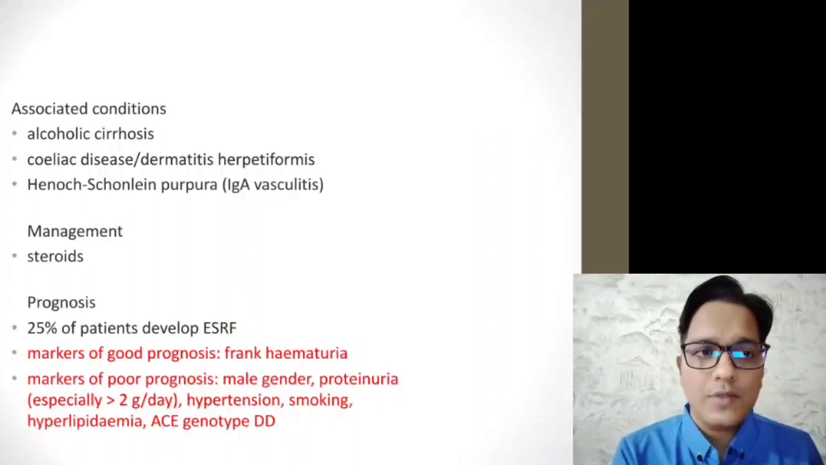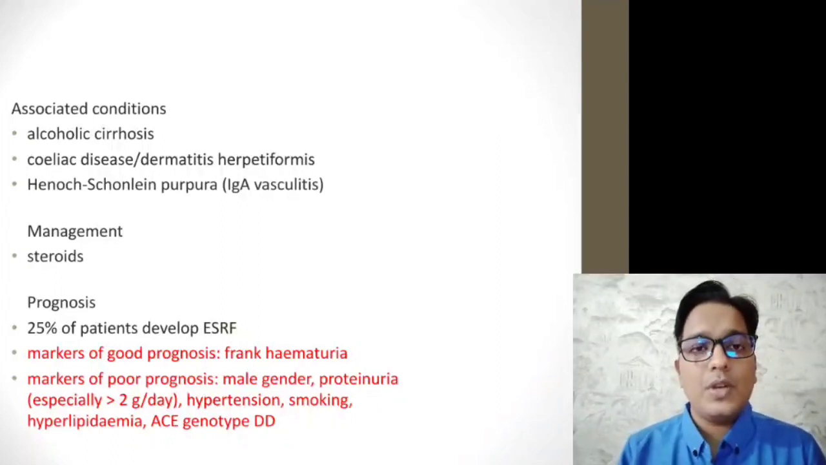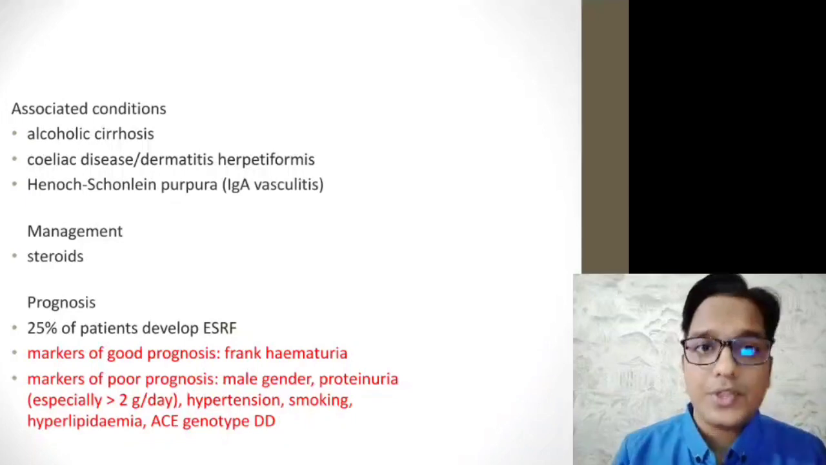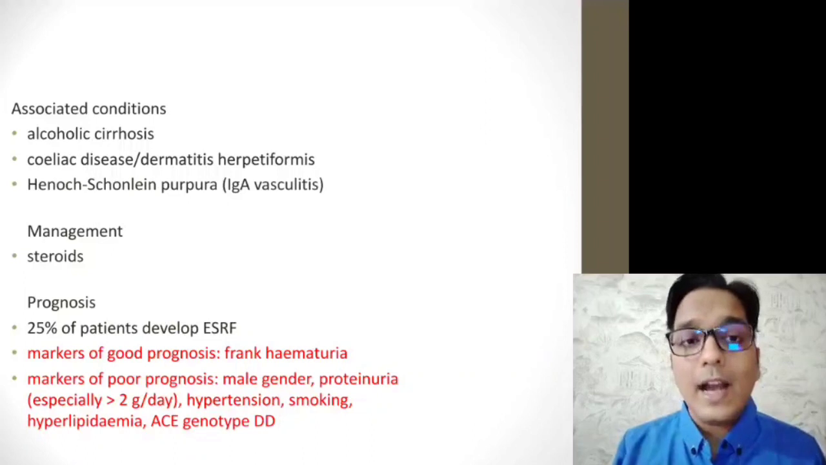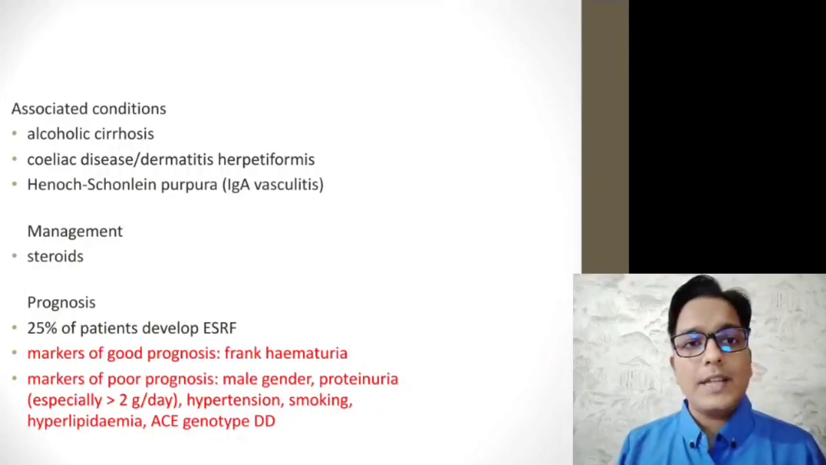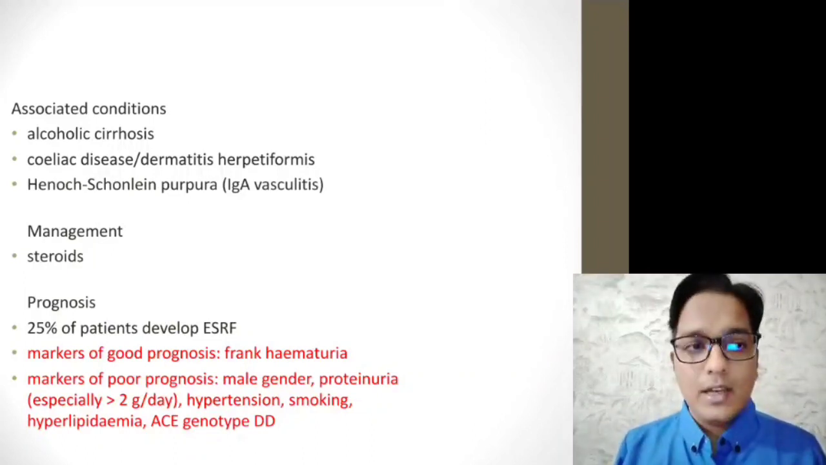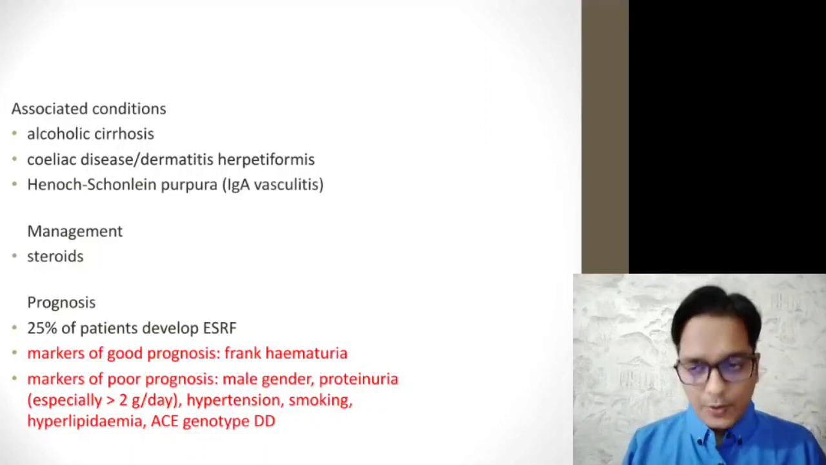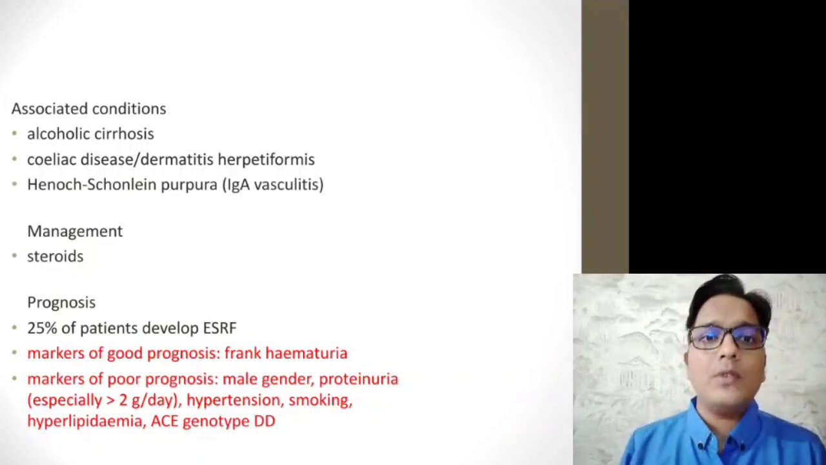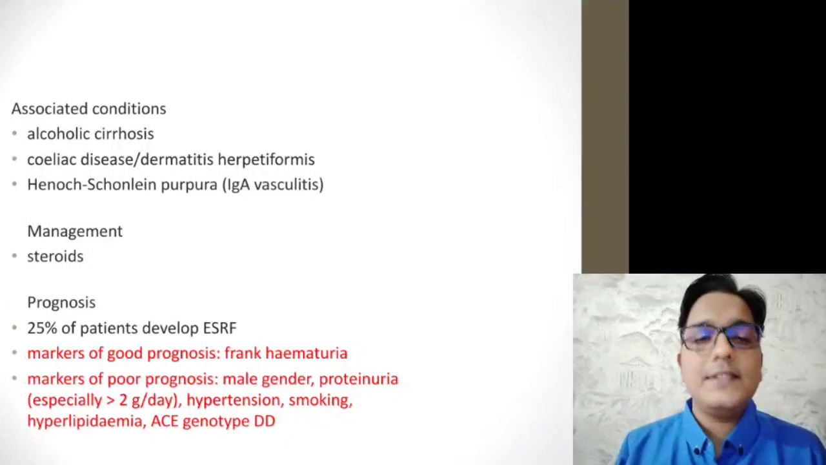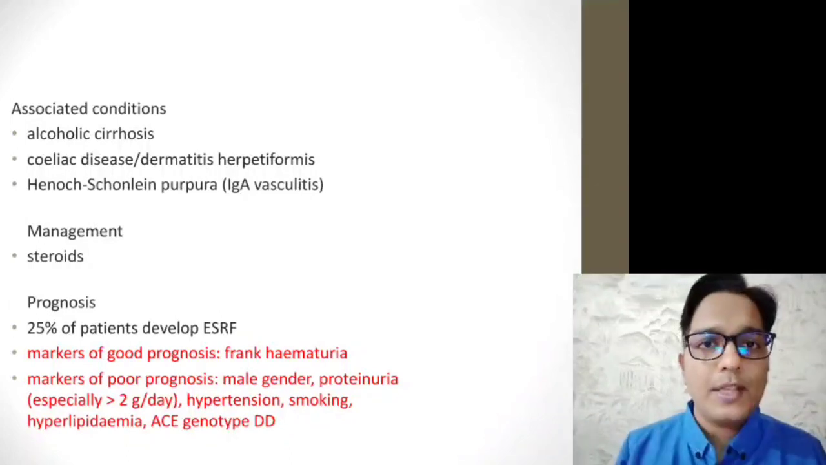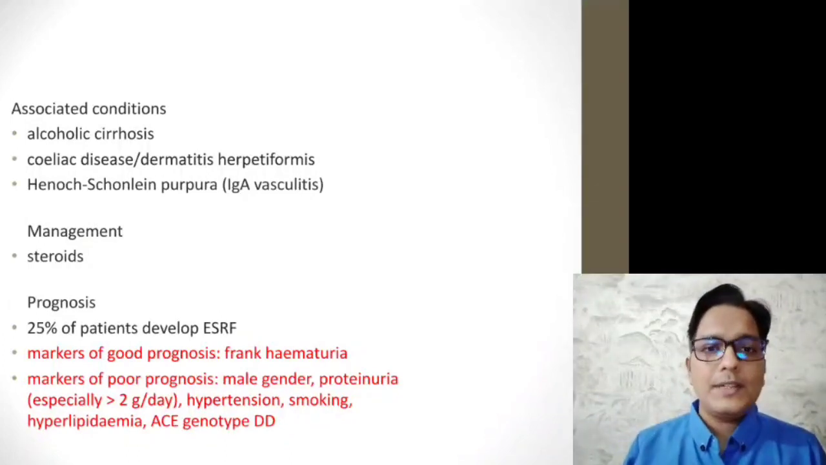IgA vasculitis is one of them, and other diseases in which we can find IgA deposition are alcoholic cirrhosis and celiac disease. We know that in the gut we find the IgA. Dermatitis herpetiformis, in the skin we can find the IgA. So it all revolves around the IgA. These diseases are associated with IgA nephropathy and IgA. The management is steroid.